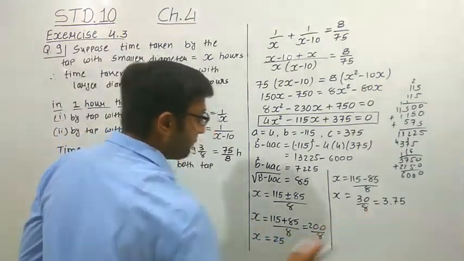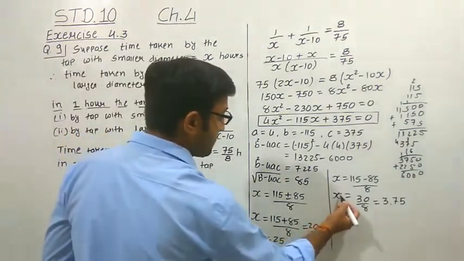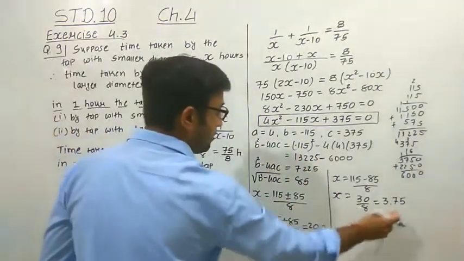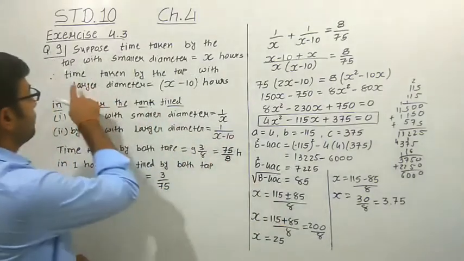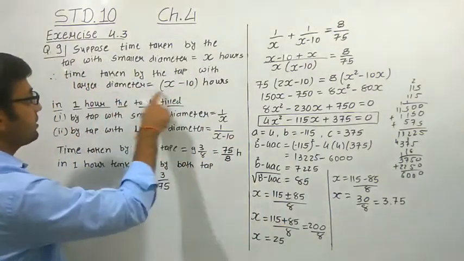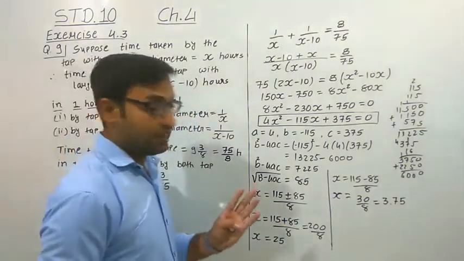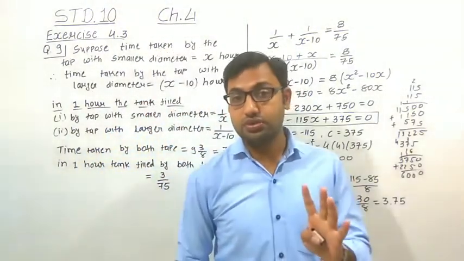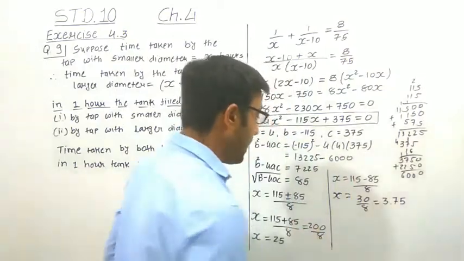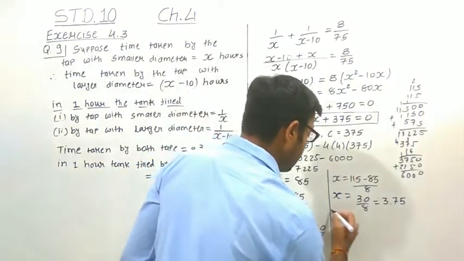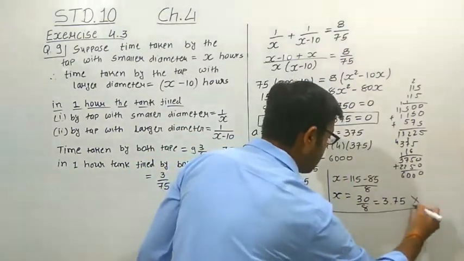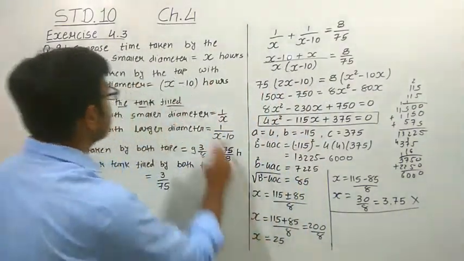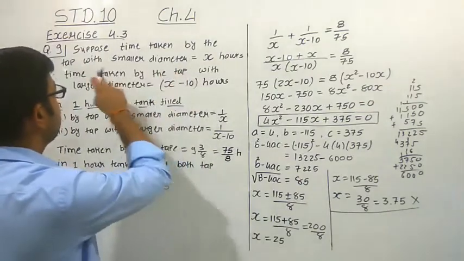Now what will happen here? If we take this x as the time taken by the smaller diameter tape as 3.75 hours, then what will happen here? Time taken by the tape with the larger diameter, that is x minus 10. So 3.75 minus 10. Now that will give us a negative value. So we can say that this value of x is not possible.